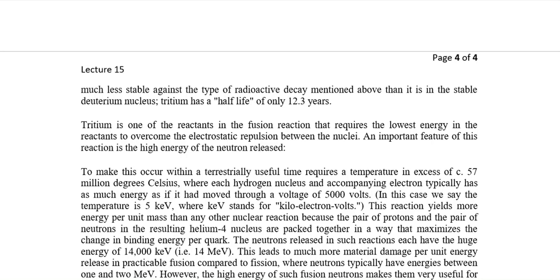But to make this occur in a terrestrially useful time requires a temperature in excess of 57 million degrees Celsius, where each hydrogen nucleus and accompanying electron typically has as much energy as if it had moved through a voltage of 5,000 volts. So when an electron or the nucleus of hydrogen is moved at 5,000 volts, the energy is enough that it will go into the nuclear reaction.